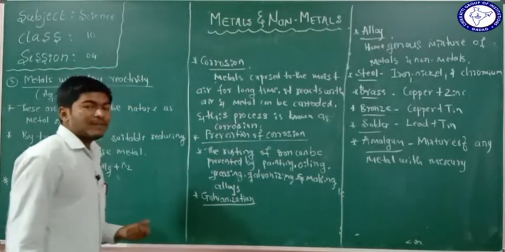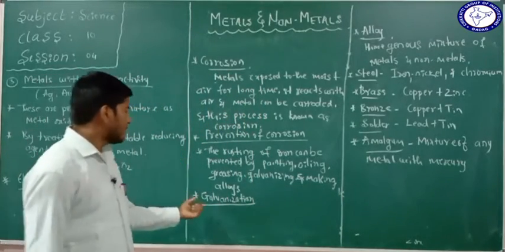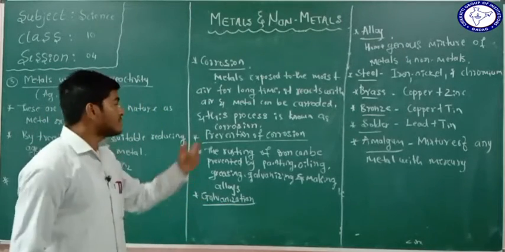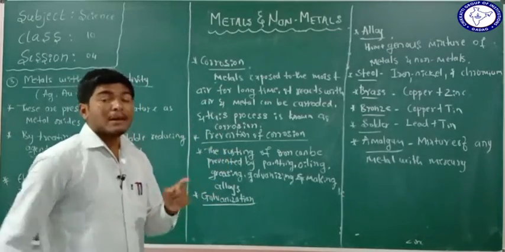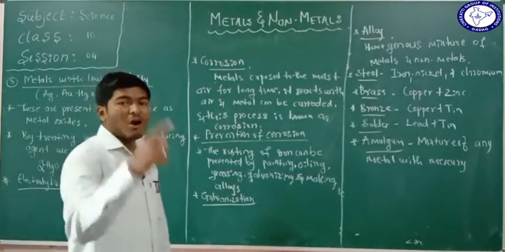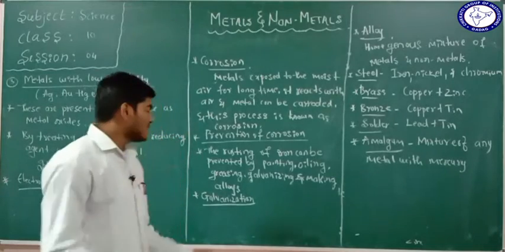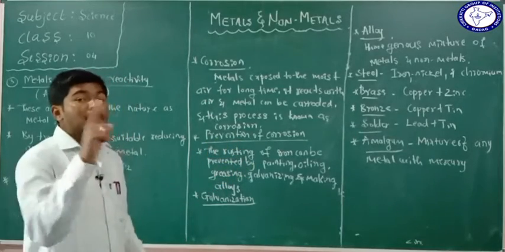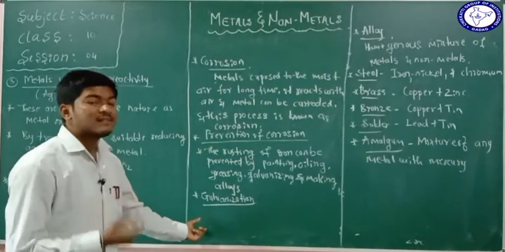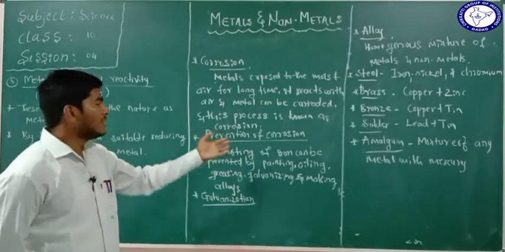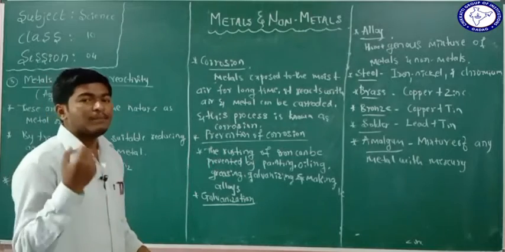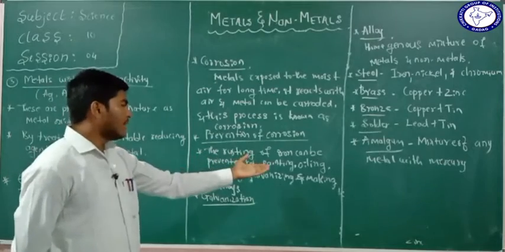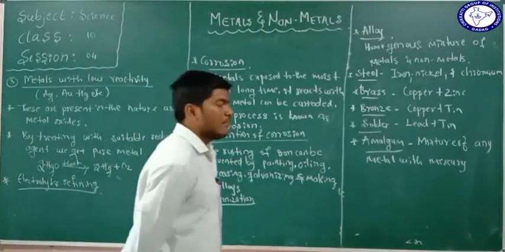And another method here to prevent corrosion is galvanization. What is galvanization here? It is a process of prevention of the corrosion of the metals by coating a zinc layer on the metals. That is known as galvanization. So these are the important processes which we use to prevent corrosion. What are those? That is painting, oiling, greasing, galvanization and making alloys.